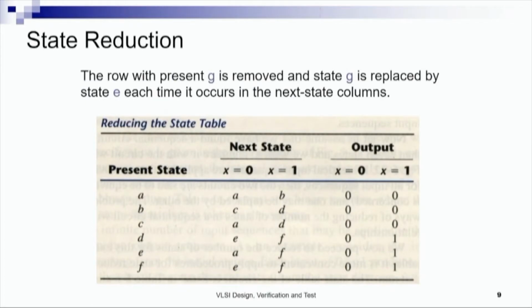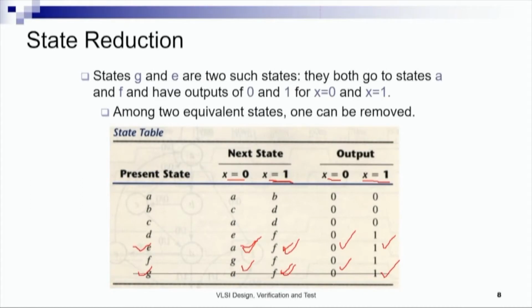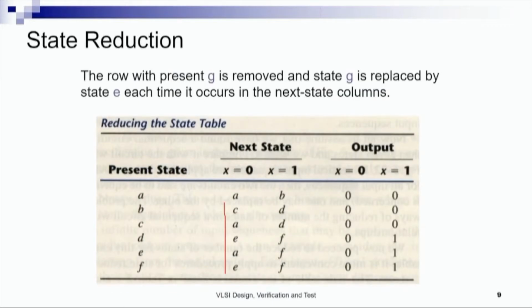So the row with present state G is removed and state G is replaced by state E each time it occurs in the next state columns. So when G is removed, G cannot appear in the next state columns anymore. So wherever G was previously there, here at F we had G. So we have to replace this G with the E, because for each place in the next state columns where G occurred, we have to now replace it with E. And then we have to continue the same thing.